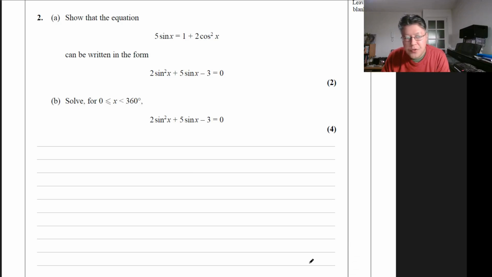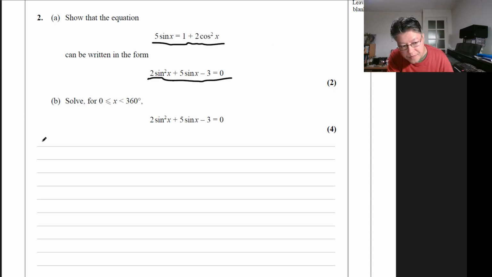Okay, question number 2, and we're given an equation: 5 sin x = 1 + 2 cos squared x. And in part A, we need to rewrite this in this form here. And here they only have sin x's, no cos's. So we need to get rid of that cos squared x.